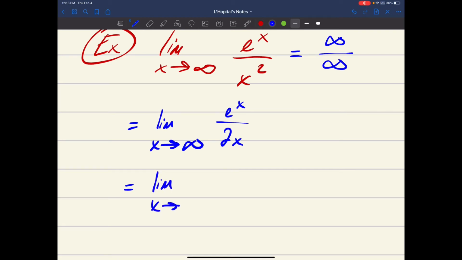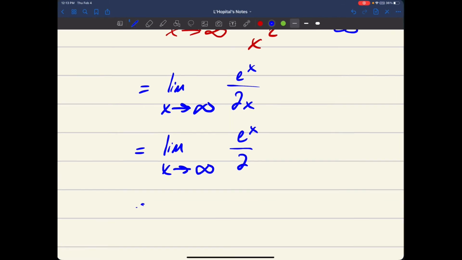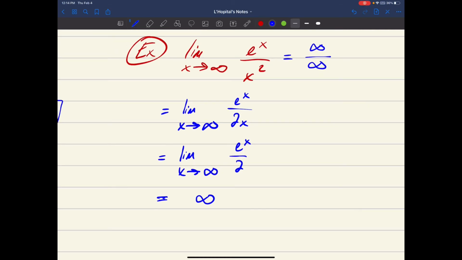So we do know that e to the x is going to grow a lot faster than 2x, so it has to be infinity. But if we derive that one more time, we'll get e to the x over 2. And now we can see if we plugged in infinity, it's going to be e to the infinity divided by 2. And so this limit value would be infinity. So that would be 2 applications of L'Hopital's rule for one problem. And let's do another one.